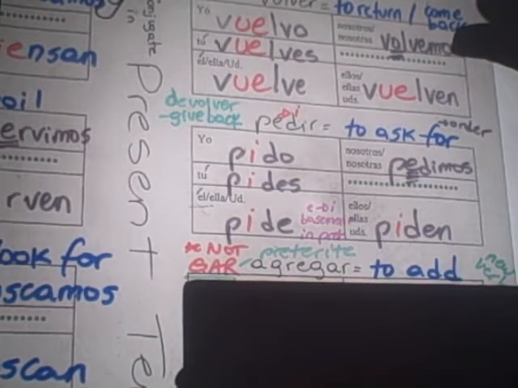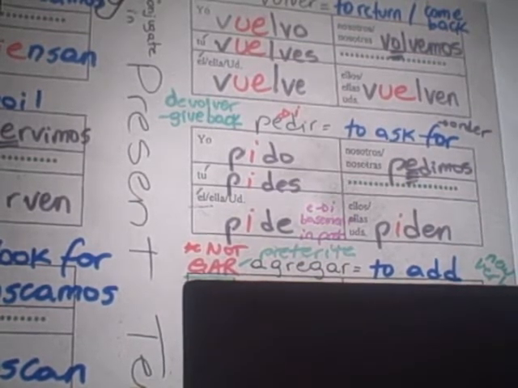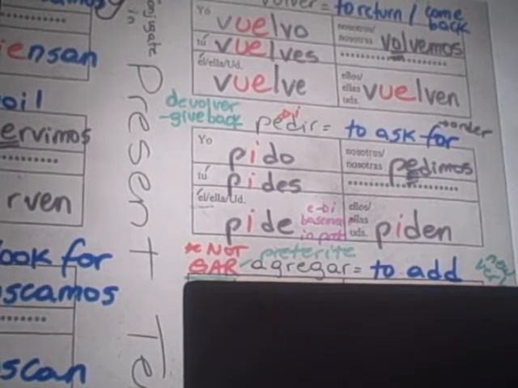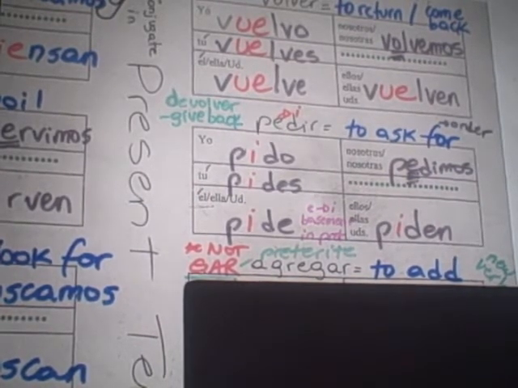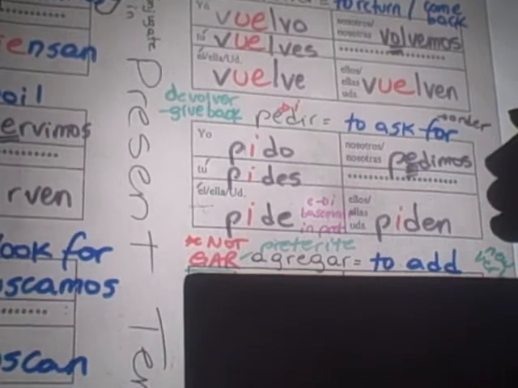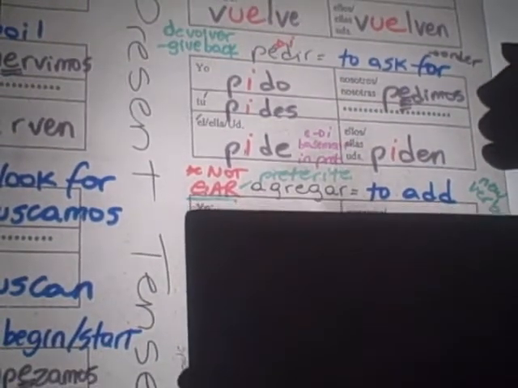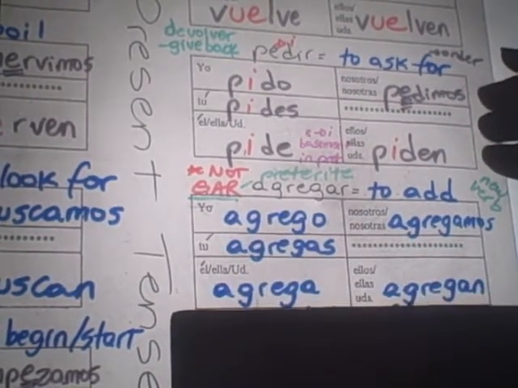Agregar, new from your vocab, to add. We've had which other to add before? Añadir. So añadir we've had since Spanish 1. Agregar is just a more cooking related way to add stuff to something. If we did it in the preterite, it would be a G to GU change, but we're not. We're doing present tense, so just regular conjugation, no changes.